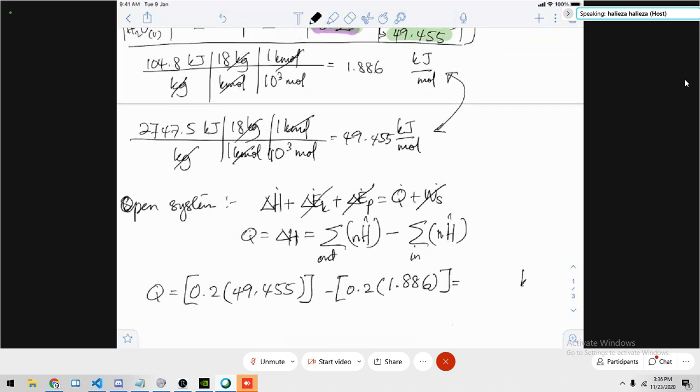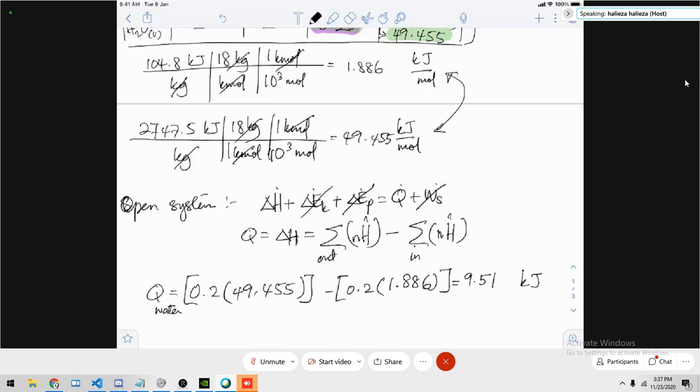So what is the answer, guys? I got 9.51 kilojoules. Anybody get a different value? Same, good. That is for water only. Whether it's steam or water, it's still the same thing. It's just the phase change.